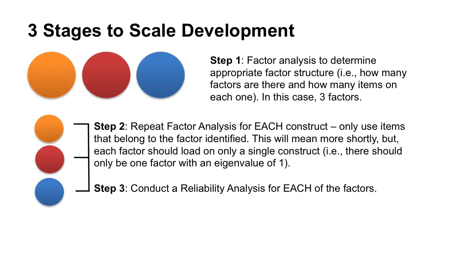There are 3 steps we'll employ. In the first step, we use factor analysis to determine the appropriate factor structure. In other words, how many factors there are and how many items load on each one. In the graphic here, there are 3 factors. Sometimes there are more, sometimes there are less. Of course, we have to do the factor analysis to figure out how many factors there really are.